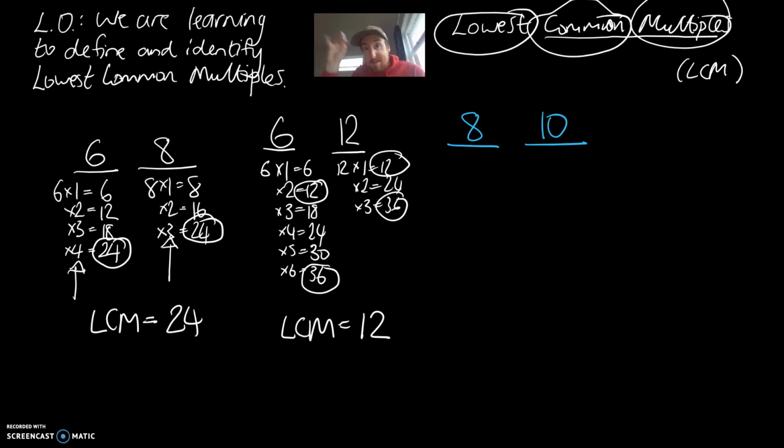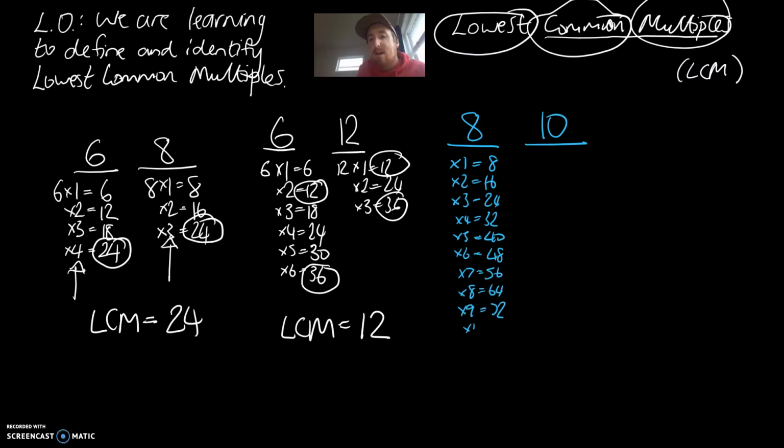So let's go all the way to times 10 for both of them to see if we can find anything in common. So for 8, we're going to go times 1, well, that would be 8, times 2, that would be 16, times 3, that's 24, times 4, 32, times 5 is 40, times 6 is 50, times 7, oh no, times 6 is 48, isn't it? Not 50, doing my teens there. Times 7 is 56, times 8, 64, times 9 is 72, and times 10 is 80. So I went all the way up to my 10 times tables.